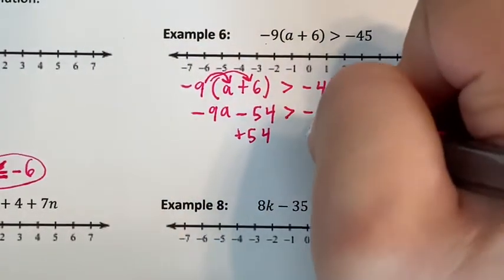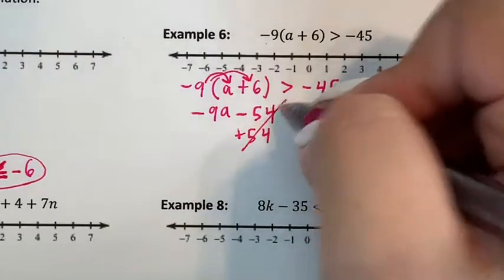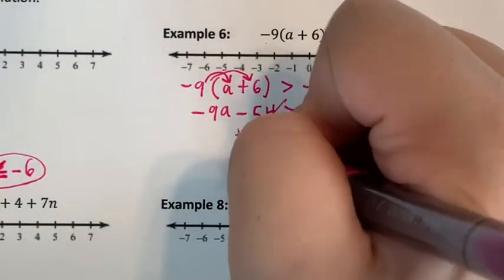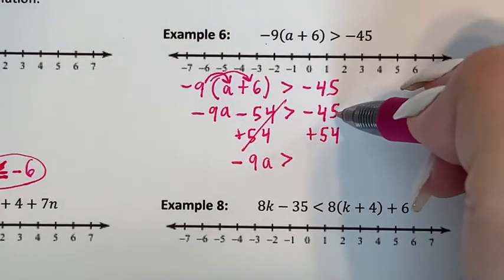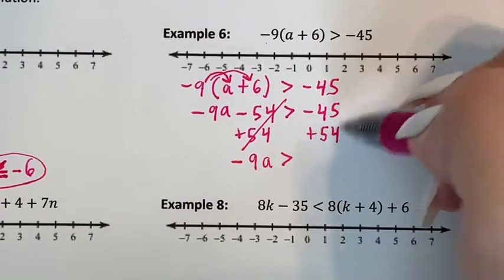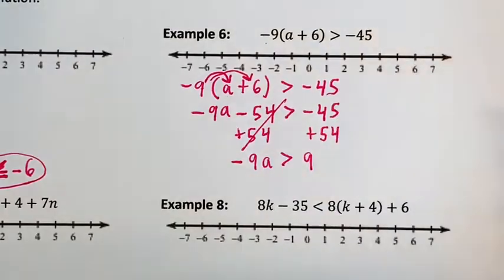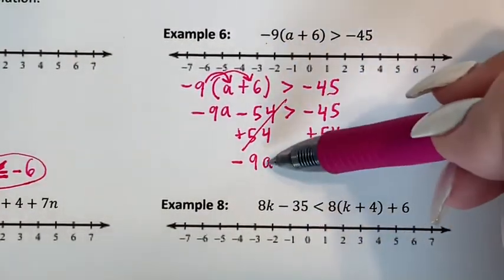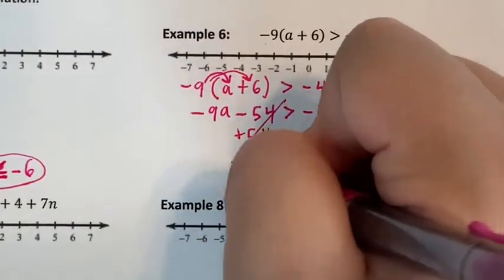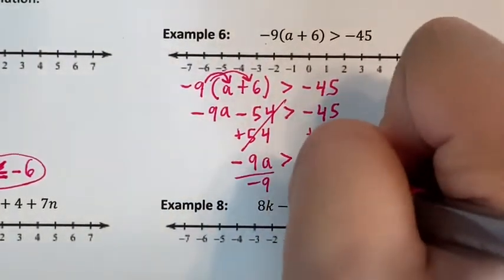So I'll do plus 54 on both sides. And I'm left with negative 9a is greater than negative 45 plus 54, which gives me a positive 9. Now I almost have a by itself, but the last step here, I have to divide by a negative 9.